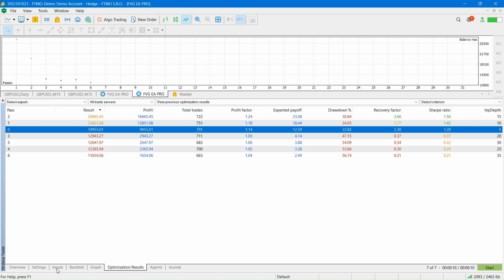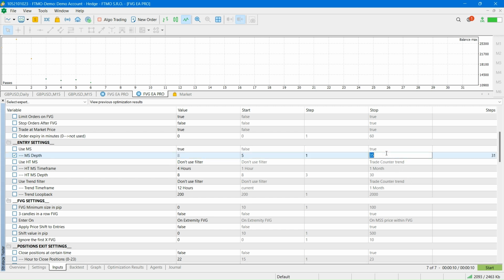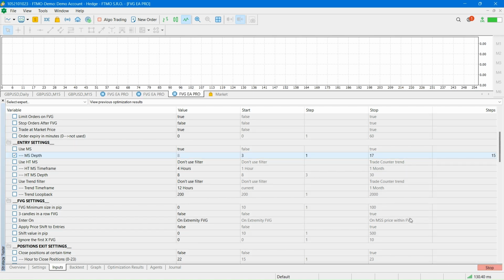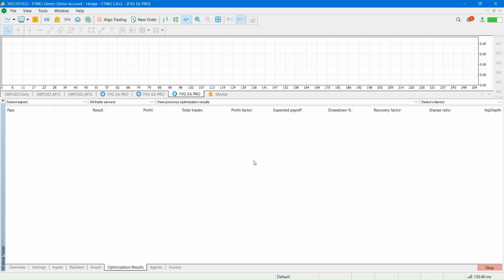Now I will go back to inputs, and here I go into more detail. So let me go from 3 till 17, for example, just to see from 3 till 17 what would be the best depth I can use. Go back to optimizations.